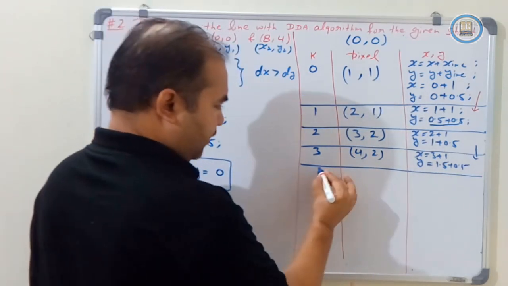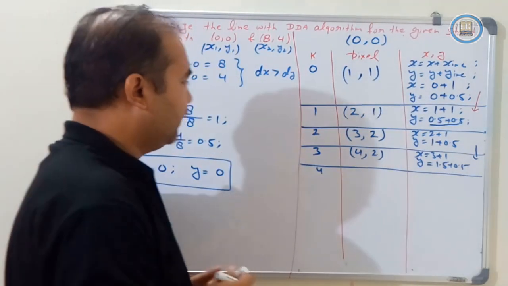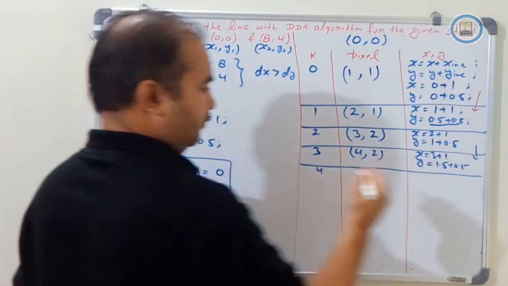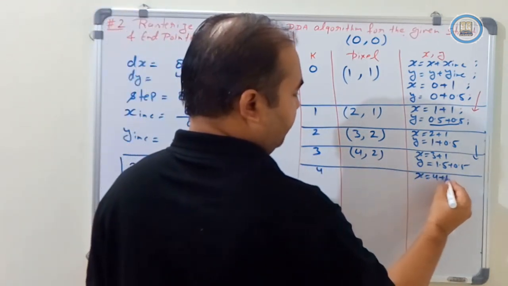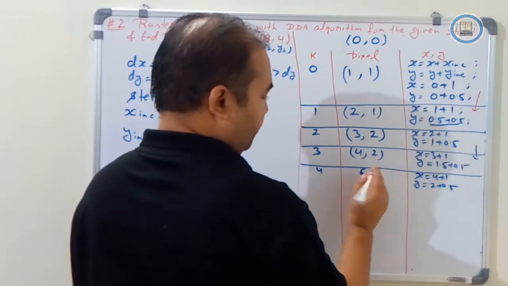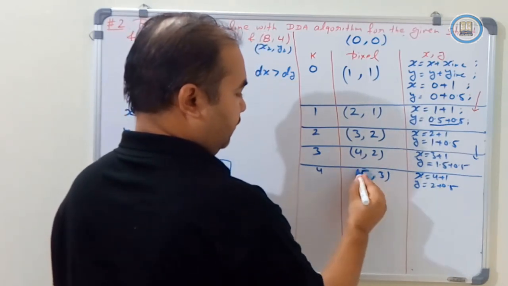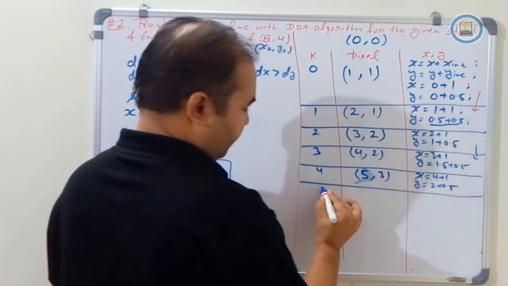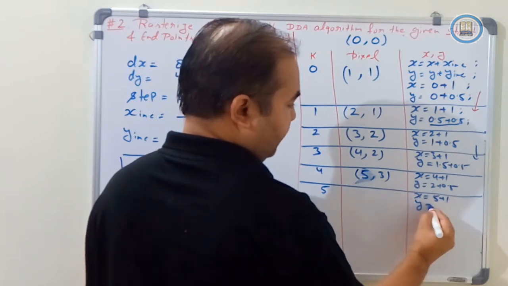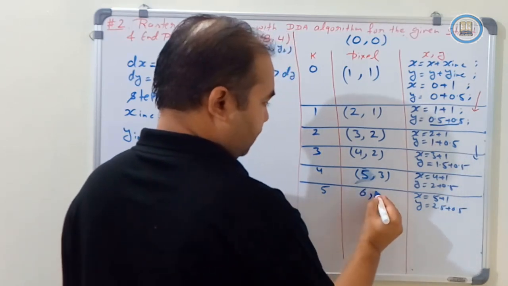For step number 4, same thing. If you have calculated 1, you can iterate the step again and again until we reach step number 7. x equal to 4 plus 1, y equal to 2 plus 0.5. So it will become 5, 3. For step number 5, it is the same thing, x equal to 5 plus 1 and y equal to 2.5 plus 0.5. So this will be 6, 3.